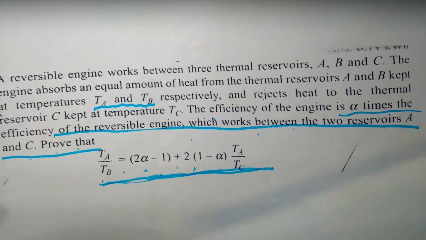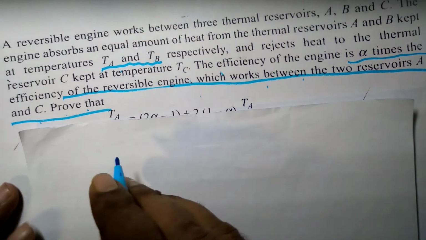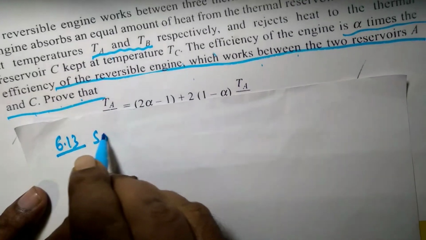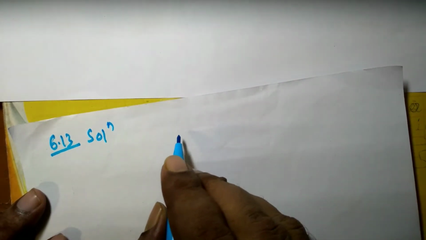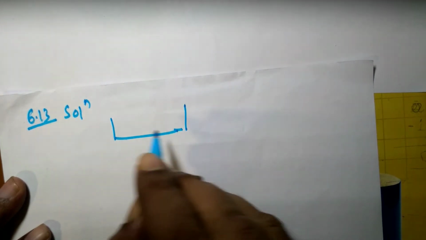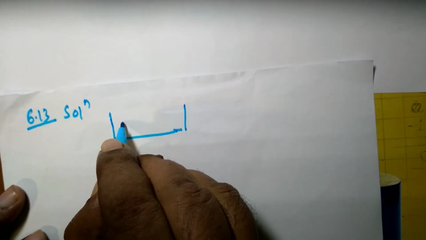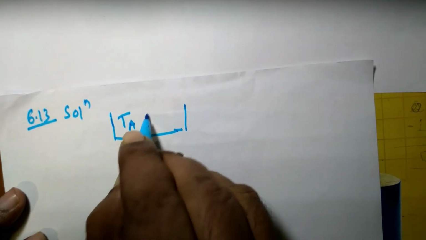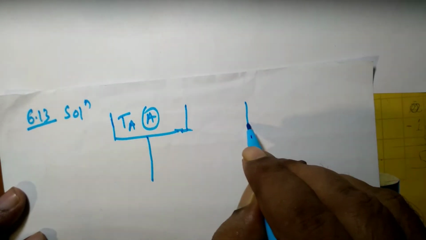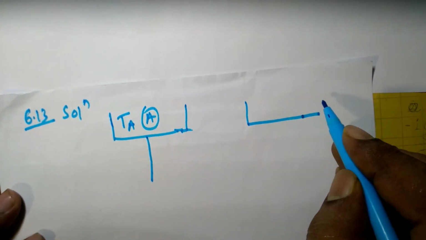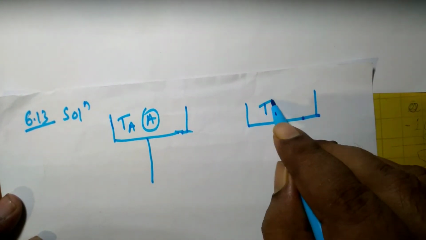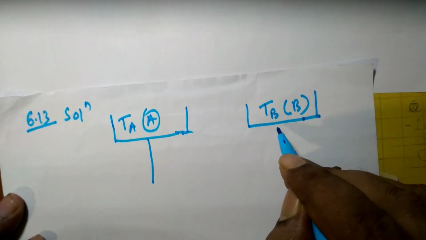So now a reversible heat engine operates between three reservoirs. Suppose the temperature of reservoir A is TA, and it extracts an equal amount of heat from thermal reservoirs A and B kept at temperatures TA and TB. Suppose the temperature of the other high temperature reservoir is TB.